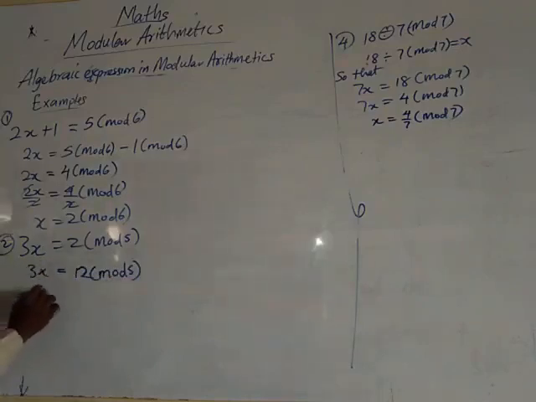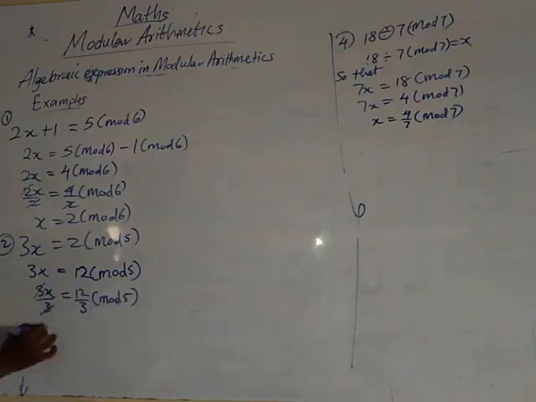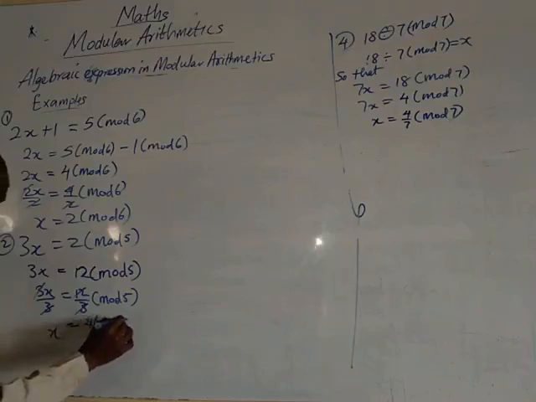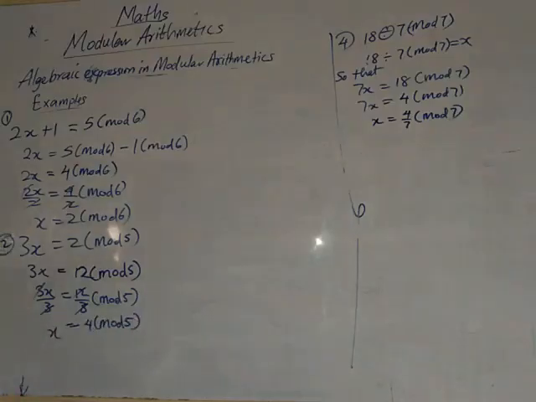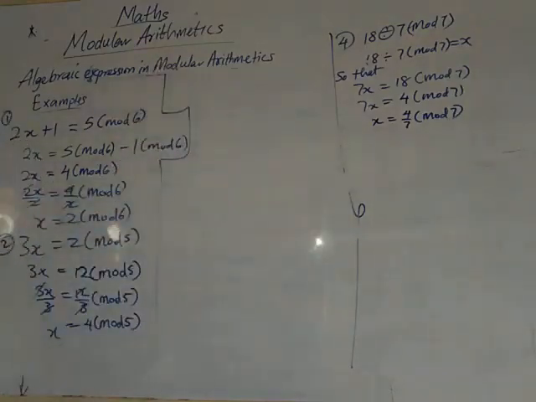So in this case, I can now say my 3x divided by 3 equals my 12 divided by 3 mod 5. So 3 cancels 3, giving me x. 12 divided by 3 gives me 4. So my answer is 4 mod 5. Now to another expression.